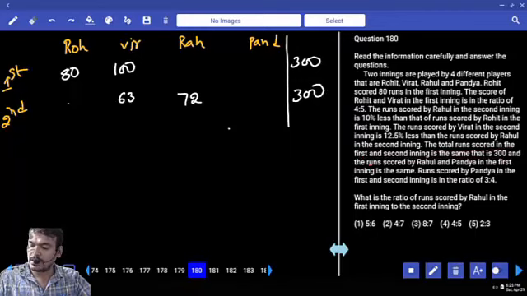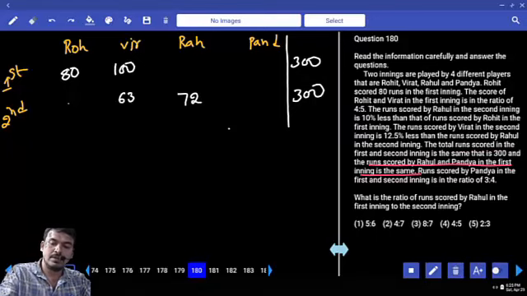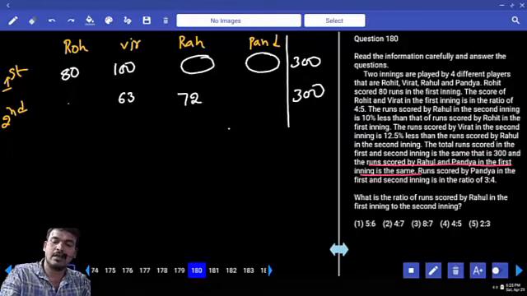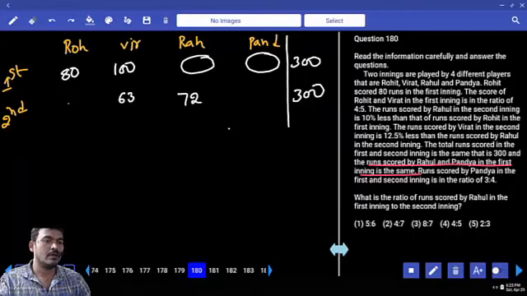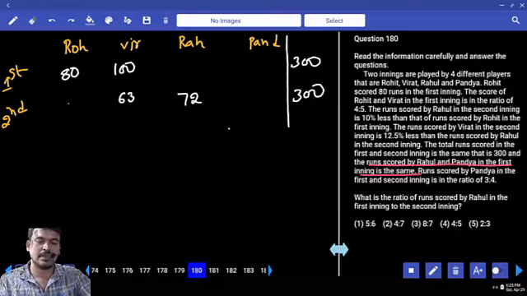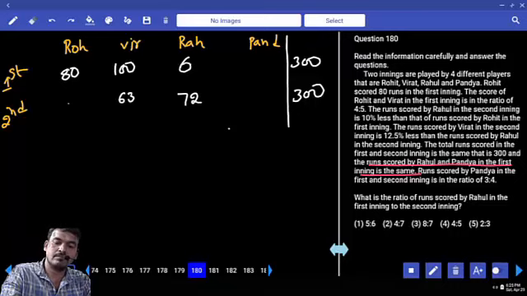Next, what is the next point? Runs scored by Rahul and Pandya in the first innings are the same. Means these two values are equal or different? Equal. Out of 300, 180 completed. Means first one is 60, second one also 60.